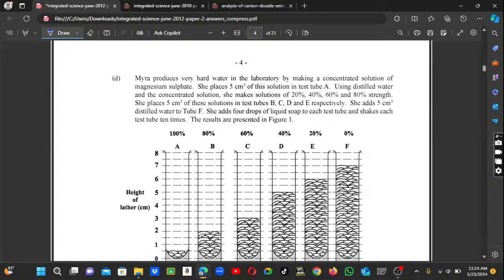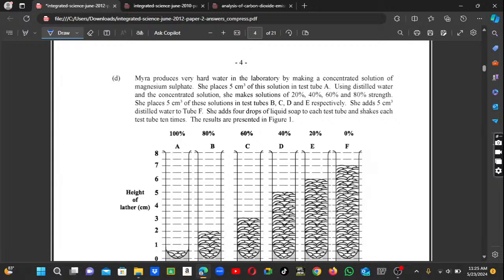She added 5 cubic centimeters of distilled water to tube F. Therefore, we are seeing that she added 4 drops of liquid soap to each tube and shook each tube 10 times. So tube F would have more water, since she had added more. But here she added 4 drops of liquid soap to each tube and shook about 10 times.